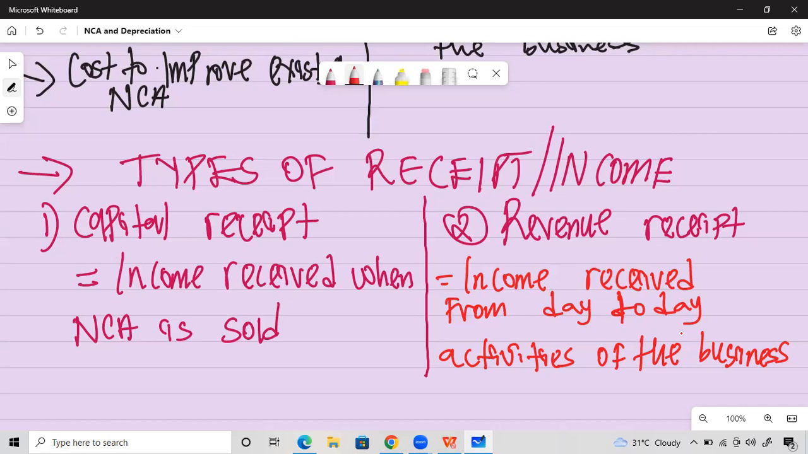Don't forget that. We have two types of expenditure, capital and recurrent. We have two types of receipts, capital receipts and revenue receipts. Capital receipts are those received when a non-current asset is disposed, while revenue receipts are those received from the normal trading of the business.